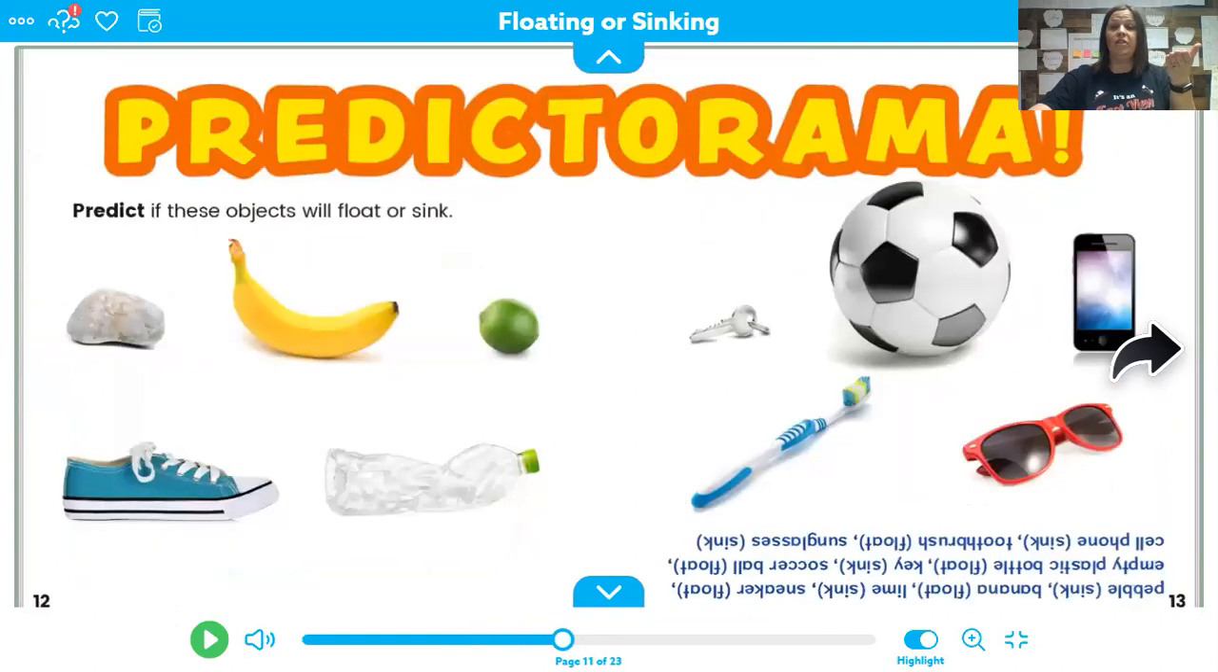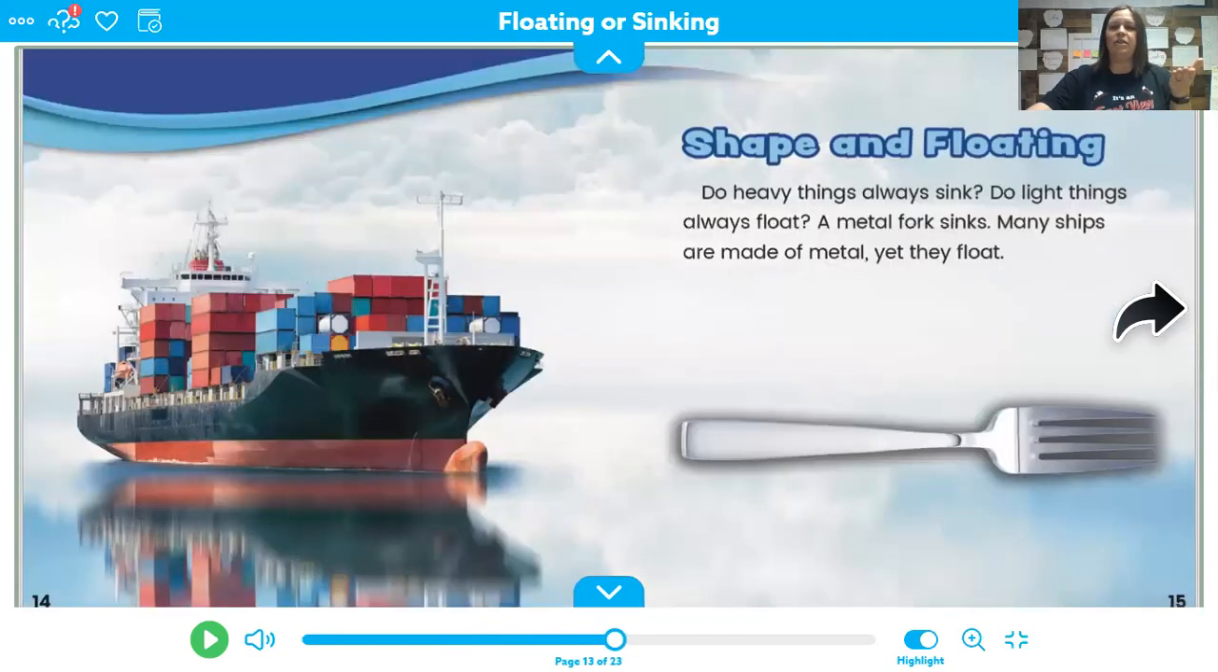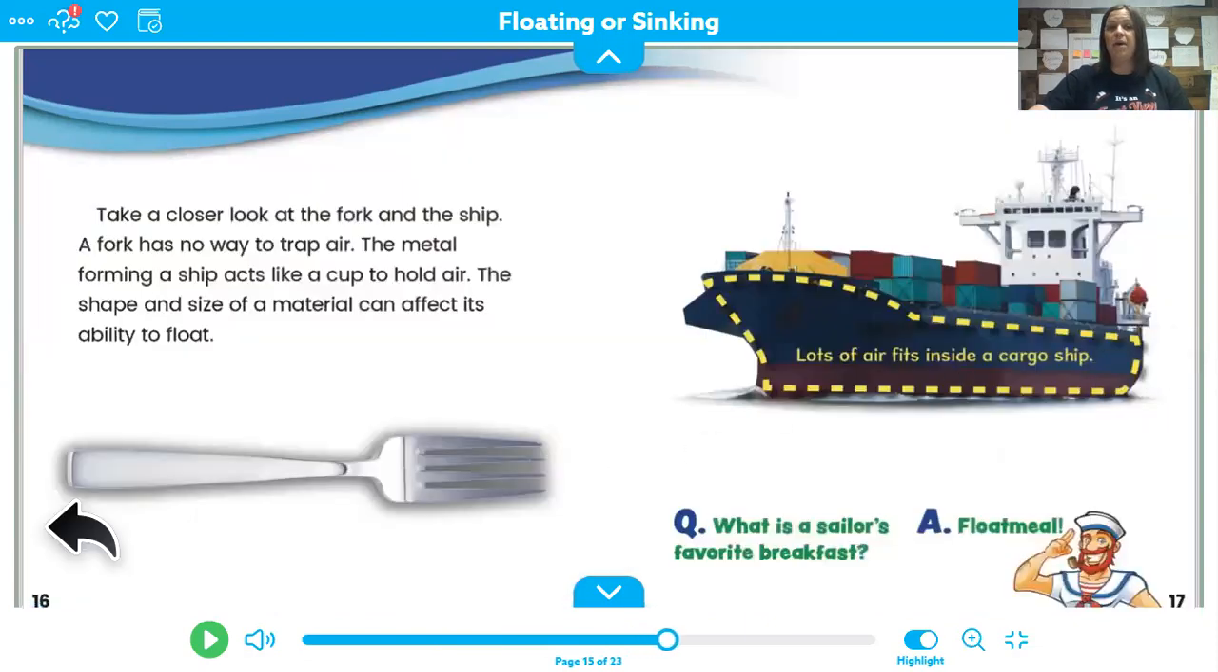And then we have here, these are different objects that you could use at home. Probably not the phone though. You could use at home and put it into water to practice sinking and floating. Now it's talking about this. Do heavy things always sink? Do light things always float? So it says a metal fork sinks, but ships, many ships made of metal, can float. And that is because in a fork, there's no way to trap the air. But in a big ship, you can trap the air inside. And of course, you want to make sure that a boat floats.